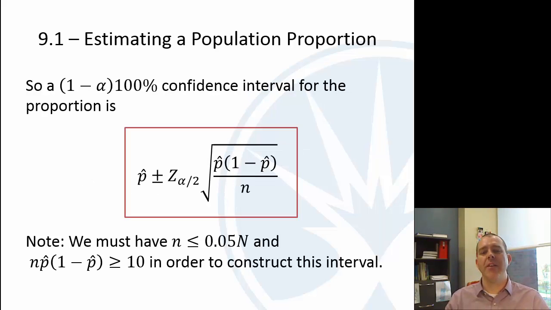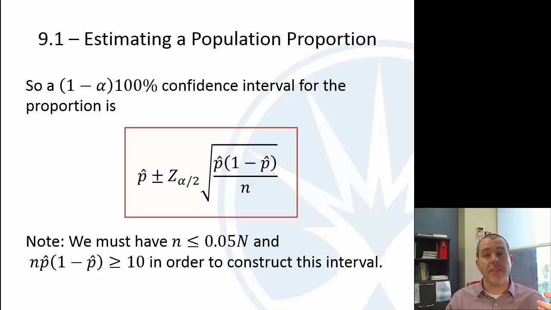And so then we create this confidence interval that's our point estimate plus or minus the number of standard deviations. So z alpha over 2 is the number of standard deviations, and then we multiply by our estimate for the standard deviation. And again, we have these conditions that need to be true. The sample size has to be less than or equal to 5% of the population. And n times, in this case, p hat times 1 minus p hat has to be at least 10.